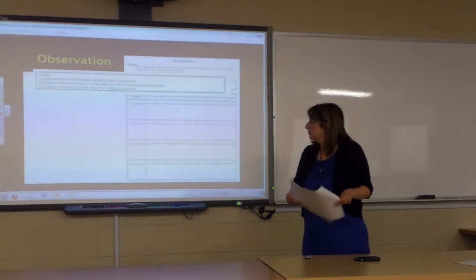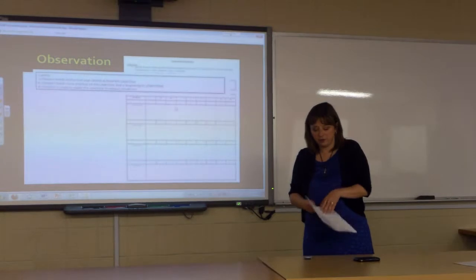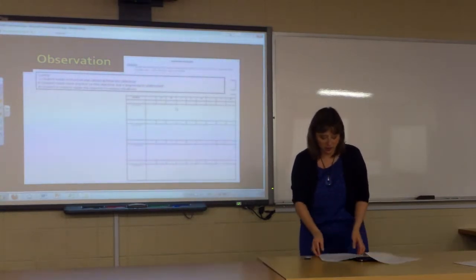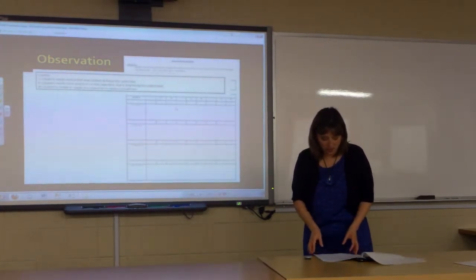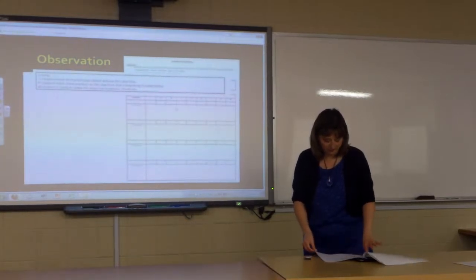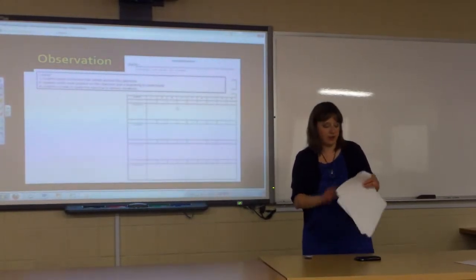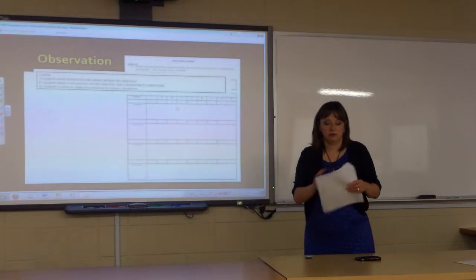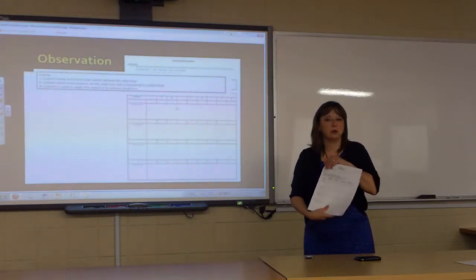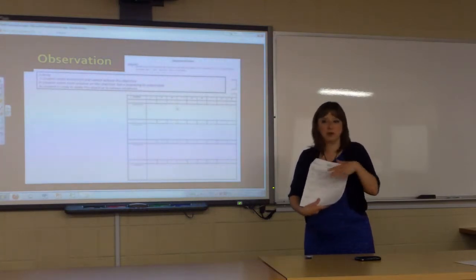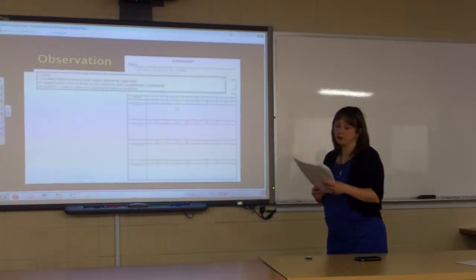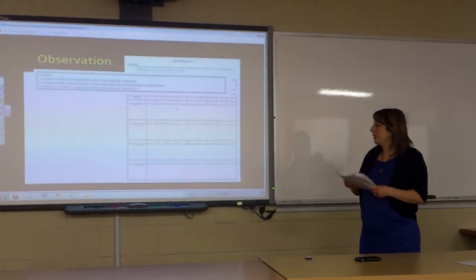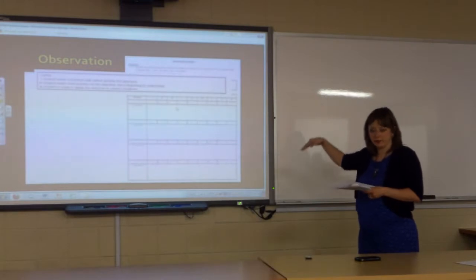The first, I don't have these in order actually, do I? The first one I was going to have you look at is the one that is on page 4. That's a template that you are welcome to have electronically if you want to type in it. Great. The idea of an observation checklist.